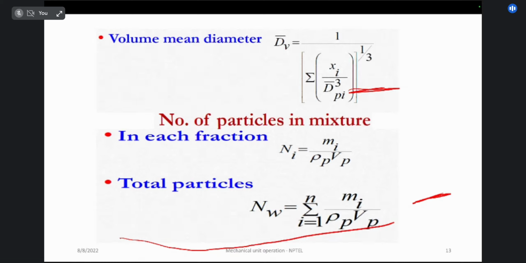Now we also have the volume mean diameter. In the volume mean diameter, the equation is d bar v is equal to 1 upon summation over xi by d bar pi cube, whole raised to 1 by 3. You can say under the cube root, you have to calculate summation xi by d bar pi cube. If you want to measure the number of particles, then you need to use Ni equal to mi upon rho p into Vp. Total particles is mi upon rho p into Vp, for summation i equal to 1 to n.